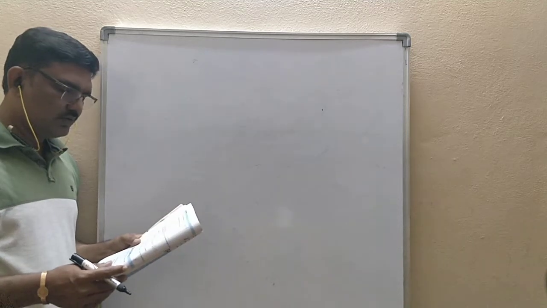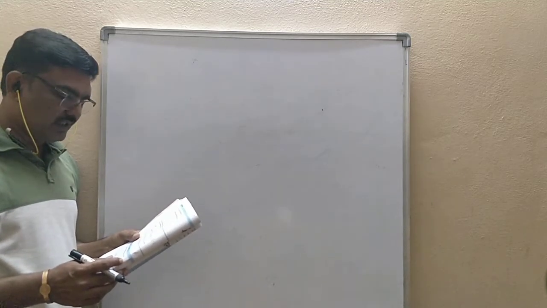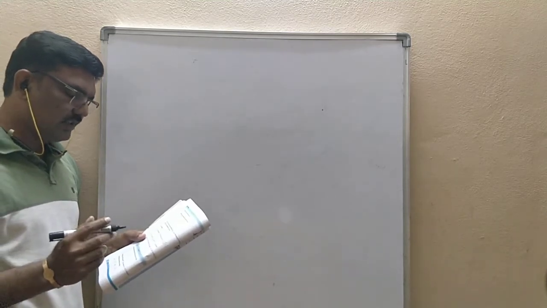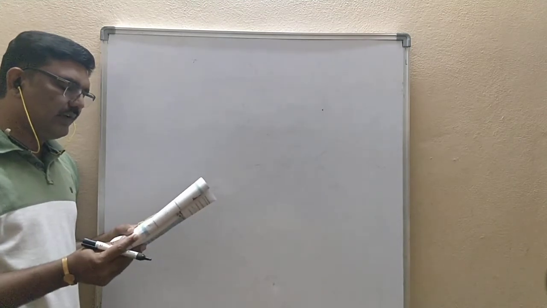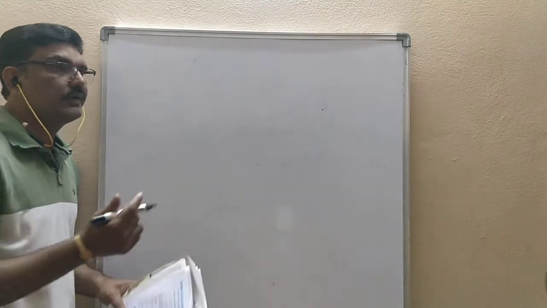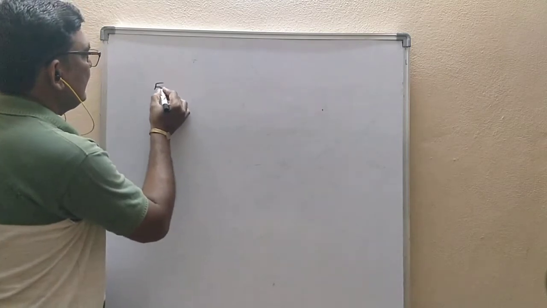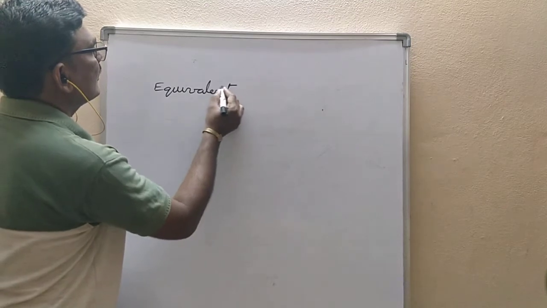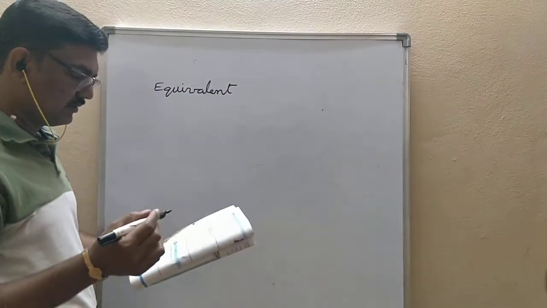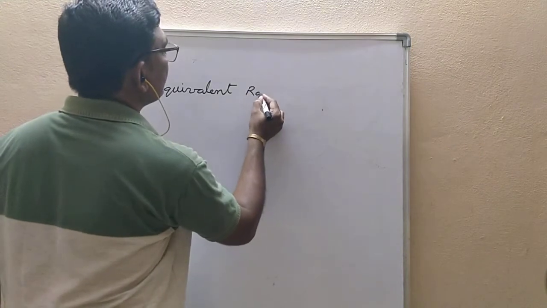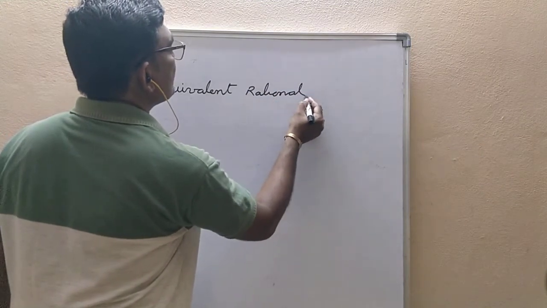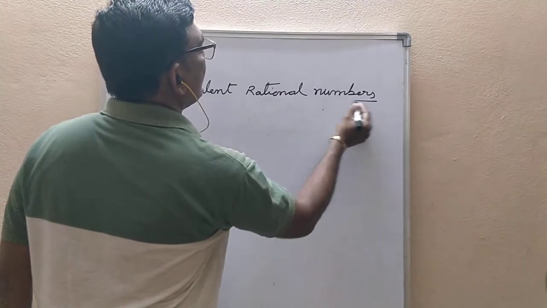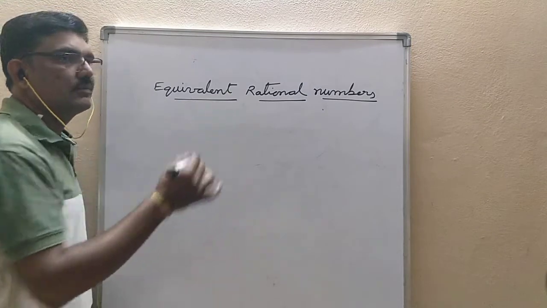Students, today exercise number 7, it has to be completed today. The first question is, write any three equivalent rational numbers to each of the following. Equivalent rational numbers. First, we should know about this one perfectly.